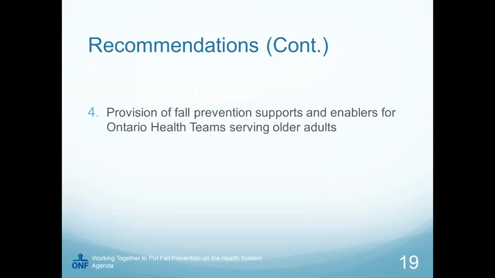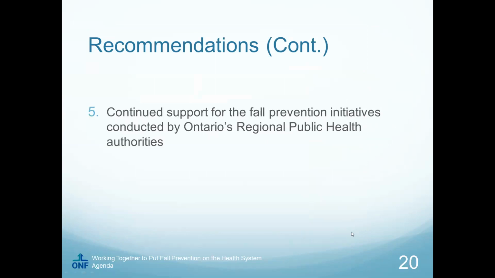Absolutely key, I think. Number 4 was the provision of fall prevention supports and enablers for Ontario Health Teams serving older adults. And the 5th one was continued support for the fall prevention initiatives conducted by Ontario's regional public health authorities.